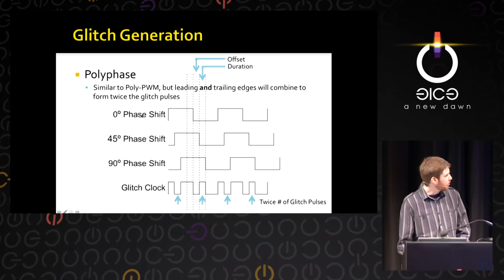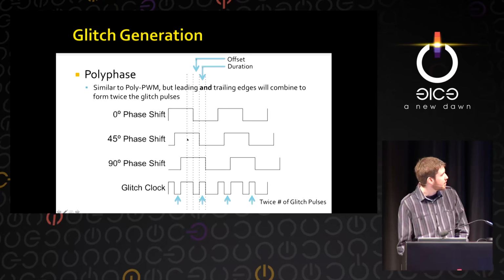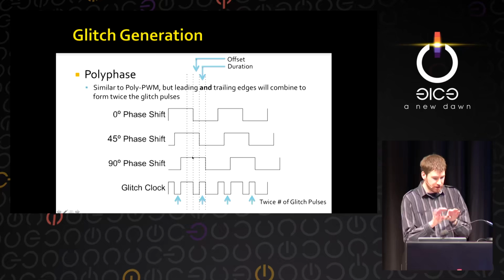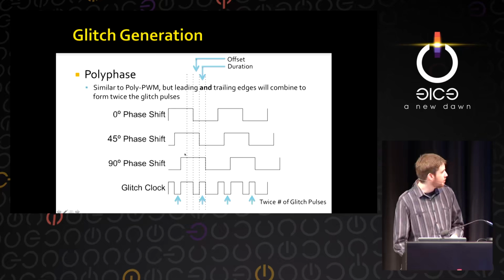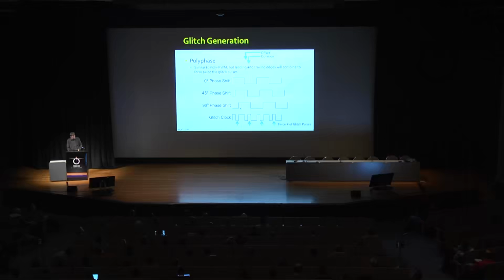So now the only real difference is the on-time duration, for example, right here is the same in all three waves. So it's not differing like last time, but the waves are offset. Their beginning, when they start, is further and further ahead from each other. And effectively what it does is it gives you a glitch pulse on the beginning edge and the trailing end edge of the waveform. So you get twice as many pulses as you did with the poly PWM.